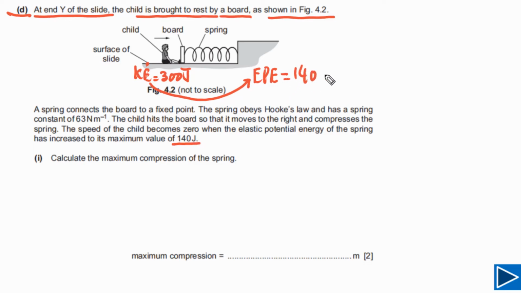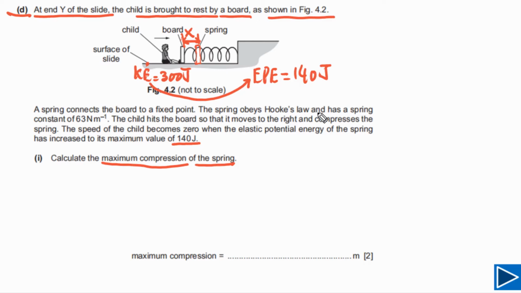So we can say this is equal to 140 joules. When the child presses this spring, let's say it is compressed to this point, this is the compression x, and this is what we need to find out. The question is asking us to calculate the maximum compression of the spring, where the maximum EPE is equal to 140 joules. So we need to find out x.